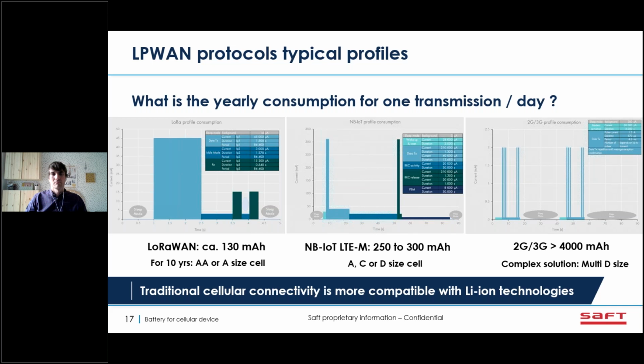If we would like to give a first approach on cell size, for a 10 years life duration in the field, for LoRaWAN it could be an AA or A size cell, and an A, C, or D size cell for NB-IoT and LTE-M. When we are talking about 2G, 3G communication, it's more a complex battery pack solution with multiple D size cells connected in series and parallel. So clearly, if we are talking about primary non-rechargeable, one cell could do the job.